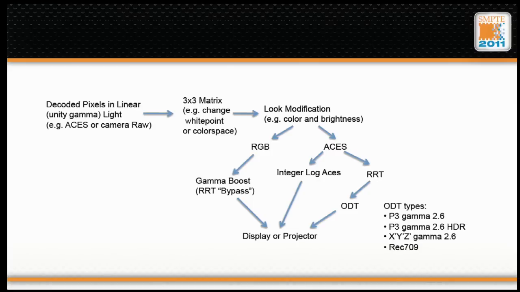And then from there, there are several paths out, but the most interesting path is through the reference rendering transform and the output device transform. Currently, the effort has been concentrating on P3 gamma 2.6, P3 gamma 2.6 with high dynamic range using the Dolby monitor, X'Y'Z' gamma 2.6, which is D-cinema, and Rec 709, although we've had trouble having a consistent, clear definition of that for as long as it's been in existence.